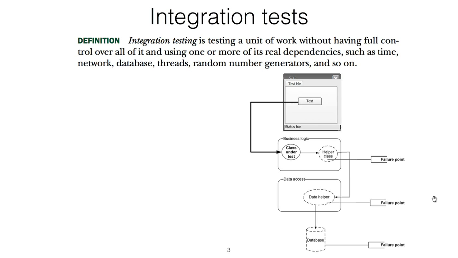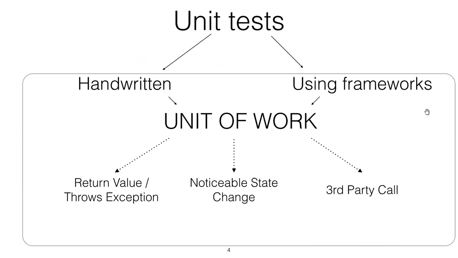Integration tests can also test some external dependencies of code, some real dependencies like a network, like a database, or like threads, maybe some random number generators or something like this. There are some possible ways where the failure point may be, and it may be hard to maintain integration tests properly. But today we are going to talk just about unit tests.